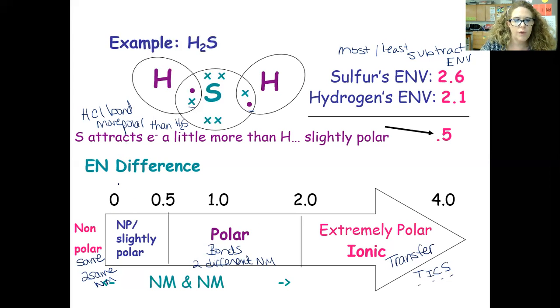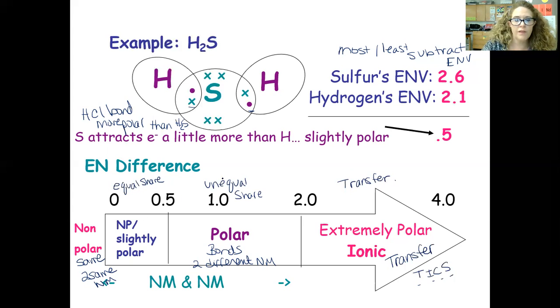We have 2 different kinds of shares. Over here, we can call these an equal share. And over here we call an unequal share, because they are different, one stronger than the other. And then here we have the transfer, not even a share.